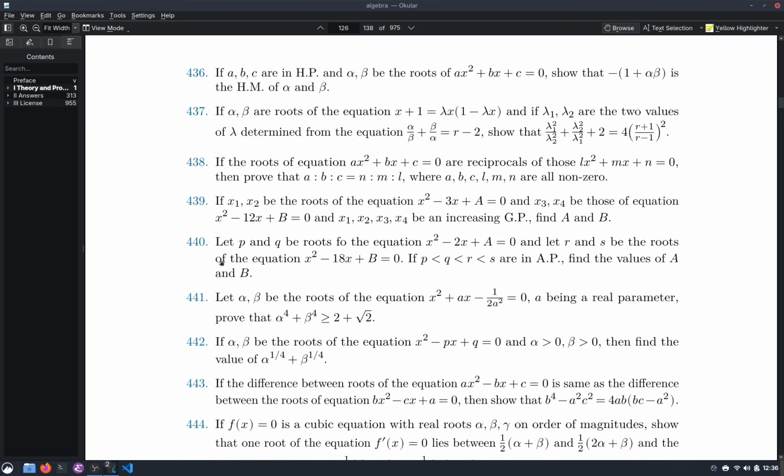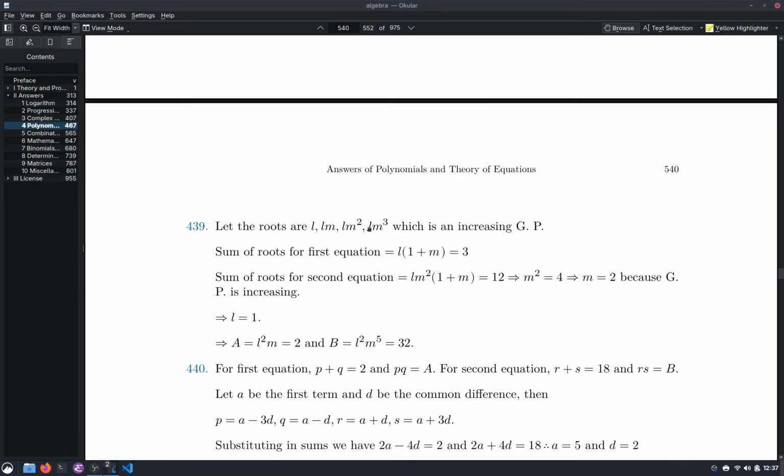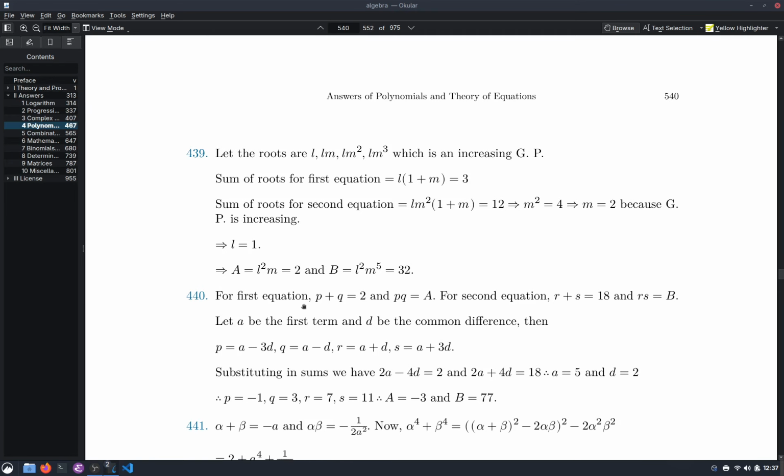Now we come to the last problem of this set. Let P and Q be roots of, it's a typing mistake, roots of the equation x square minus 2x plus a is equal to 0. And let R and S be the roots of the equation x square minus 18x plus b is equal to 0. If P less than Q less than R less than S are in AP, find the values of A and B. So like previous problem, we will solve this.